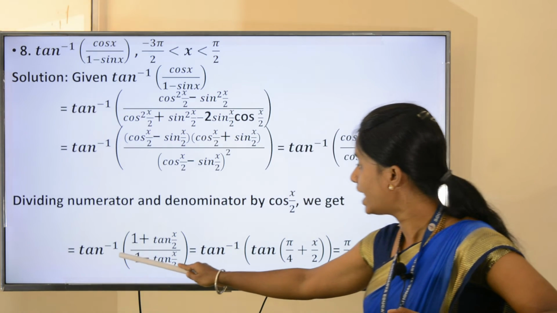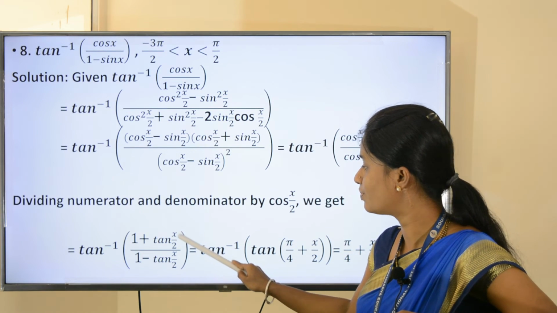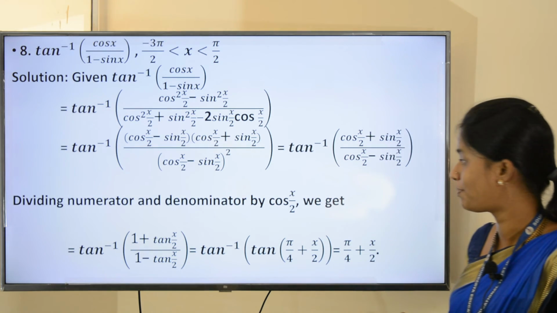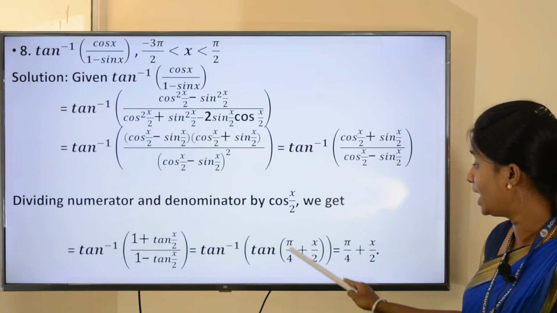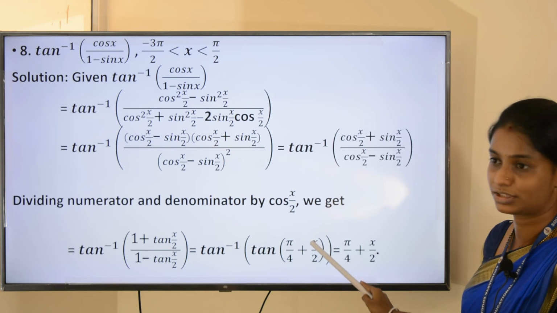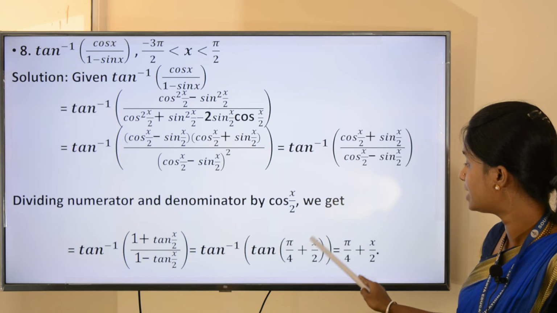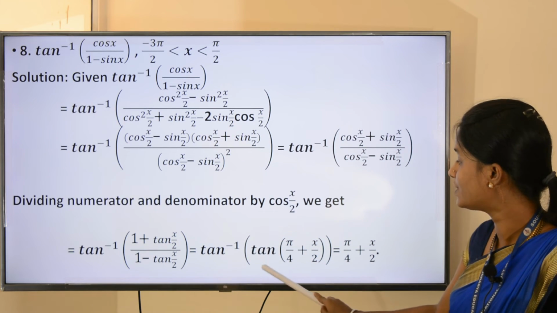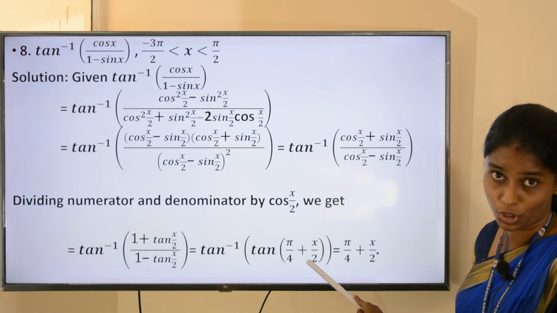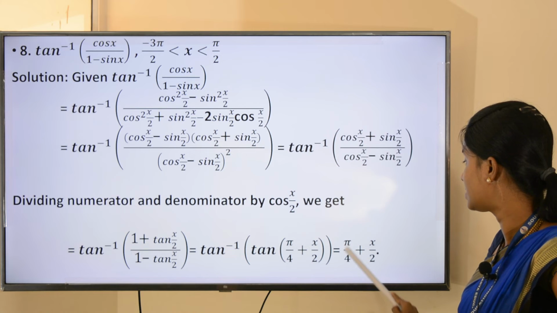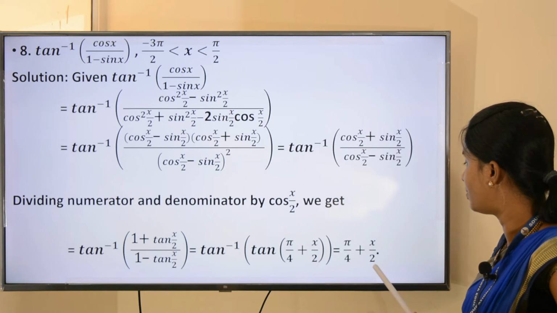Please observe, tan inverse of 1 plus tan x by 2 divided by 1 minus tan x by 2 can be replaced with tan of pi by 4 plus x by 2. Okay, this is the result formula, students. Now tan inverse of tan x is equal to x by the inverse trigonometric property. So that can be written as pi by 4 plus x by 2.